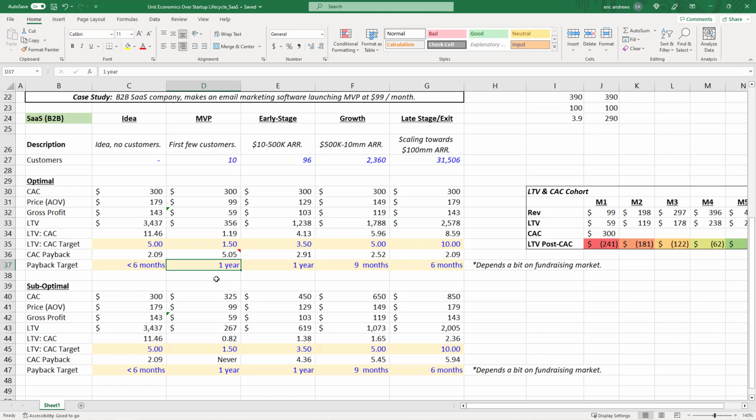In the beginning, like I said, you just want to have a positive LTV to CAC ratio. The higher, the better. If it can be 2 or 3, that's even better.